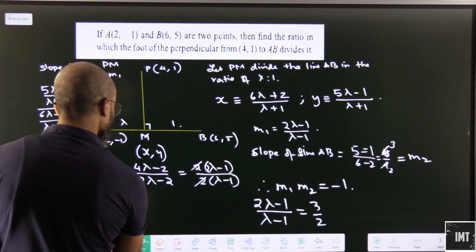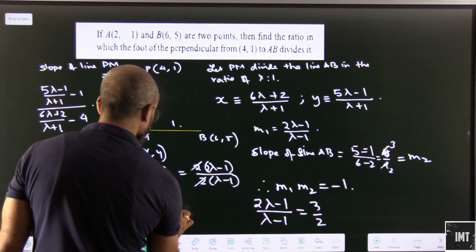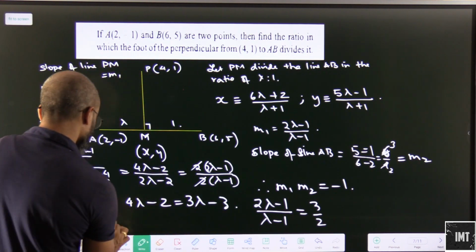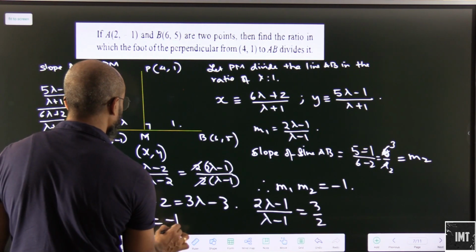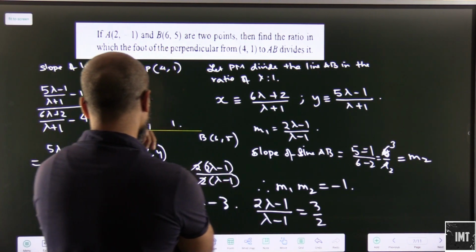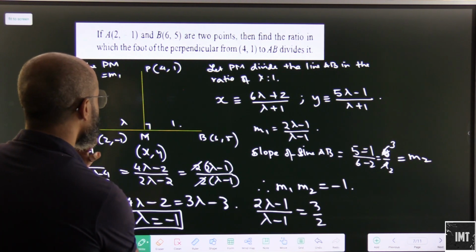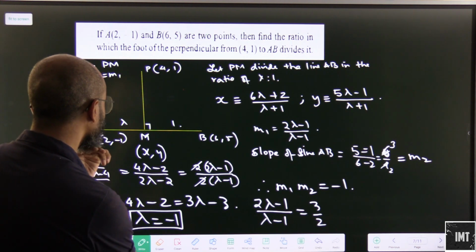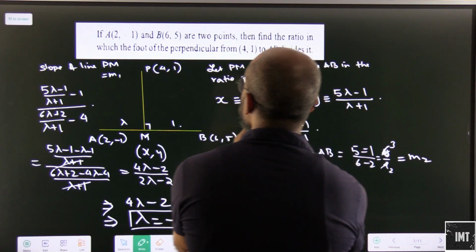So that's going to be 4 lambda minus 2, 3 lambda minus 3. So this will be 4 lambda minus 3 lambda, that is lambda, minus 3 plus 2, that is minus 1. So lambda will be basically minus 1. Am I correct? This cannot be correct. Something is going wrong.